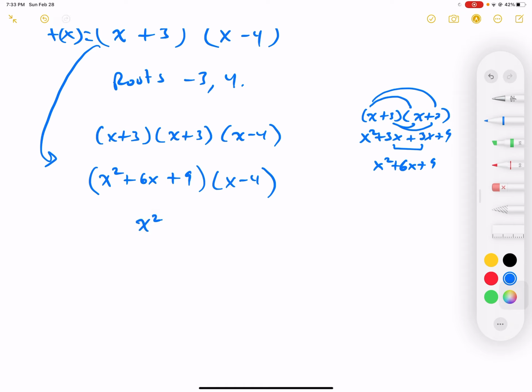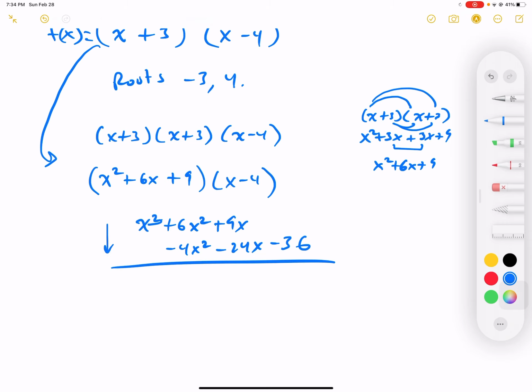X squared, x times x squared is x cubed, x times 6x is 6x squared, x times 9 is 9x. Now I'm going to multiply the -4. I could write it over here, but to make it easy on my brain, I'm going to write it over here where I can match like terms. -4 times x squared, -4x squared. Negative 4 times 6 is negative 24x. And 9 times negative 4 is negative 36.